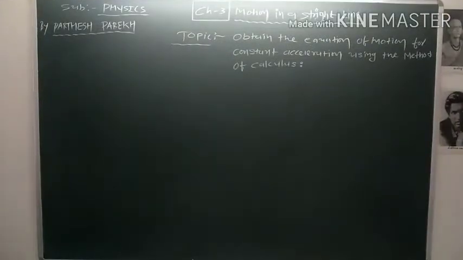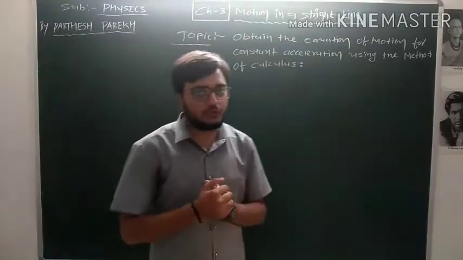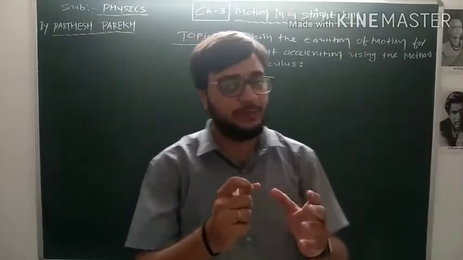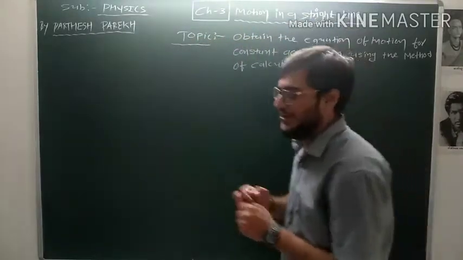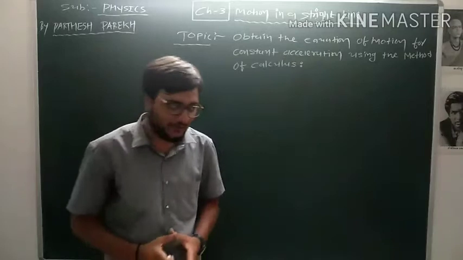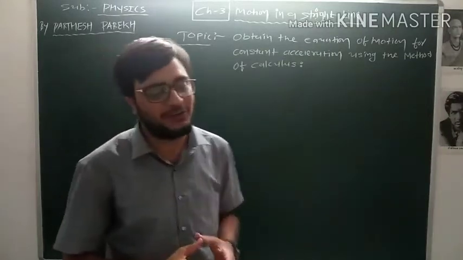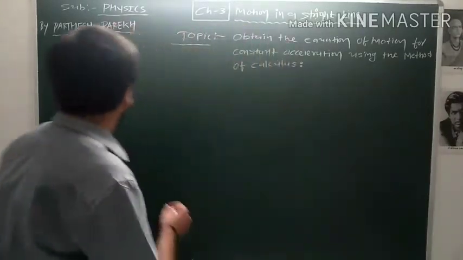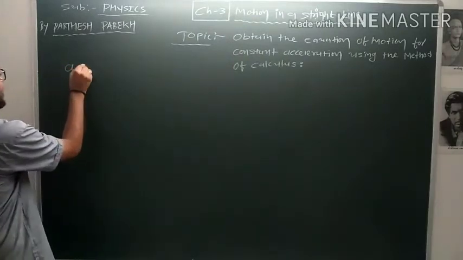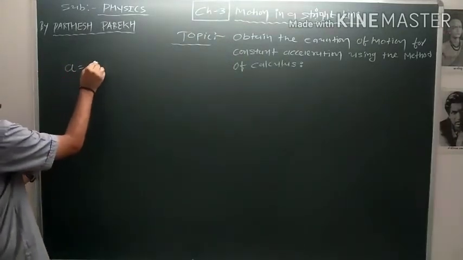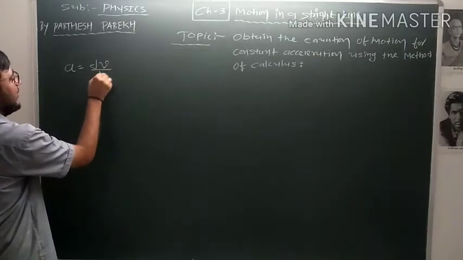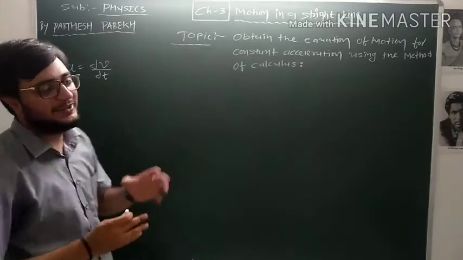So now we obtained the third equation of motion for constant acceleration, that came from the acceleration formula. Again we can write the acceleration formula, that is the rate of change of velocity with respect to time. So it gives the acceleration. By definition we can write a equals dv by dt, but here we take small changes.